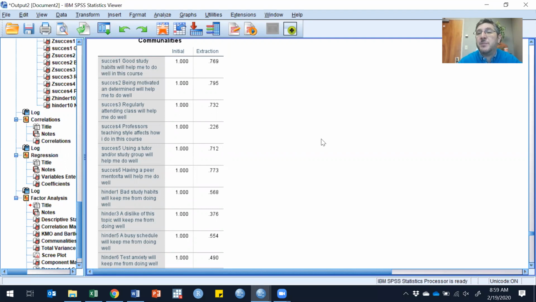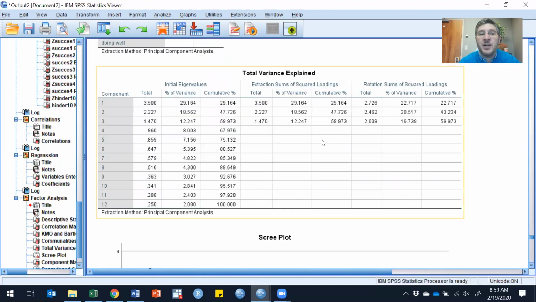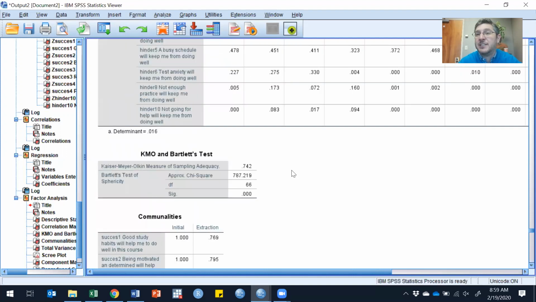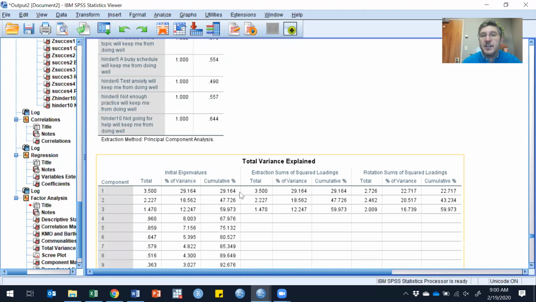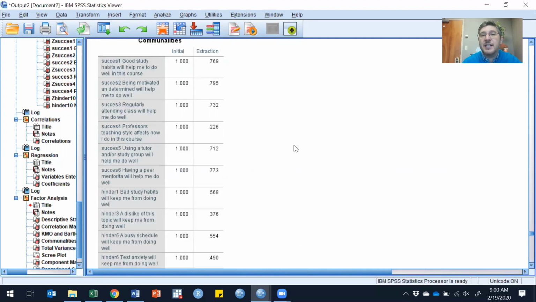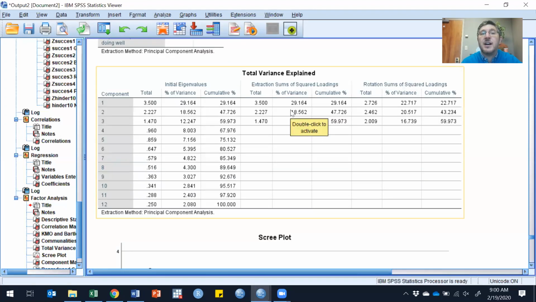In principal component analysis, there are 12 items in here. If we had extracted every component, then we would have explained all the variance. That's what principal component analysis is designed to do. But since we only extracted 3, we're not explaining all the variance in the item. But that's how you interpret the communalities.